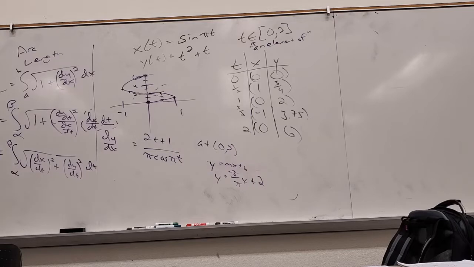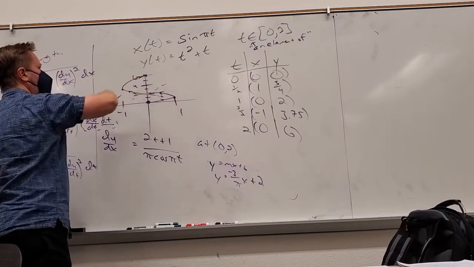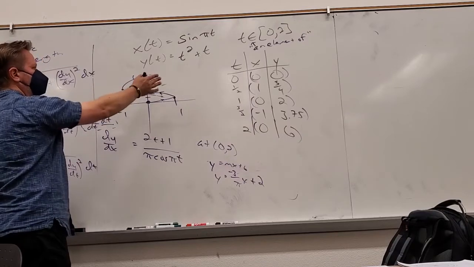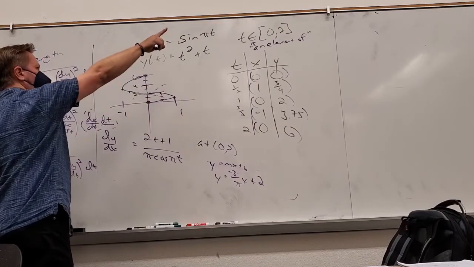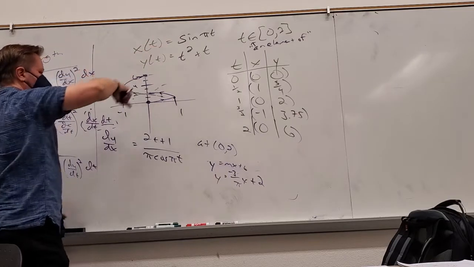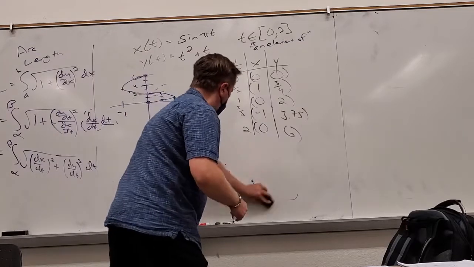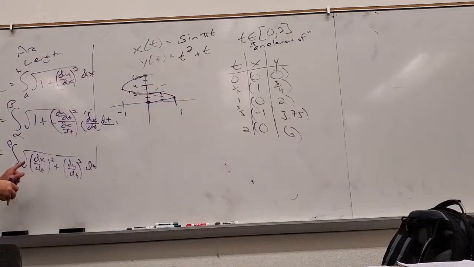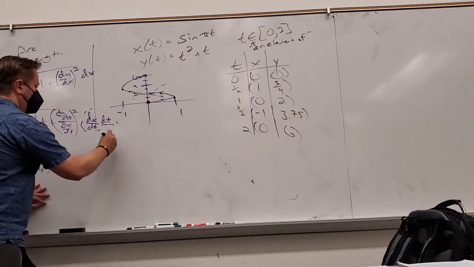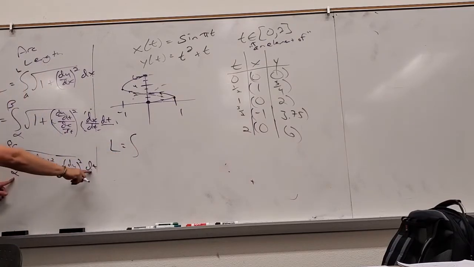So, let's see if we can do this. If I wanted to know how long this segment is, we already know what t does. What does t do? From the beginning we knew, it goes from 0 to 2. So let me delete this from earlier. We don't need you anymore. So it's going to be the integral from 0 to 2. That's what t does.